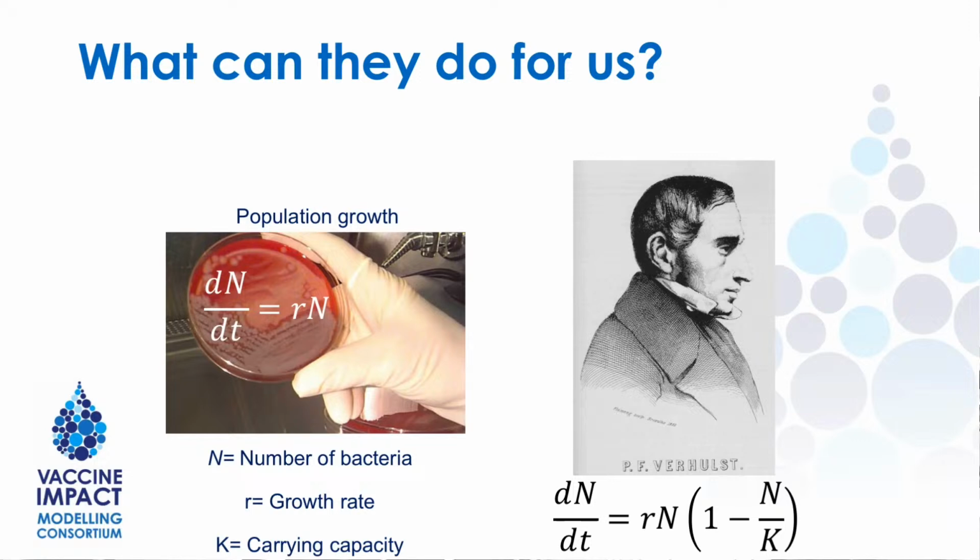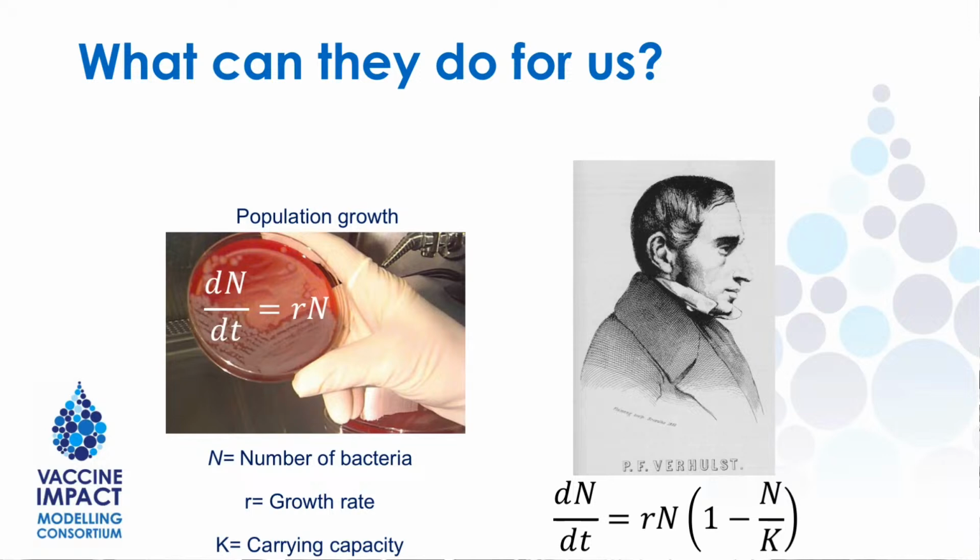Our first model is to say that the number of bacteria and how they change over time is proportional to the number of bacteria itself. So the rate of change of our population depends on the size of the population.